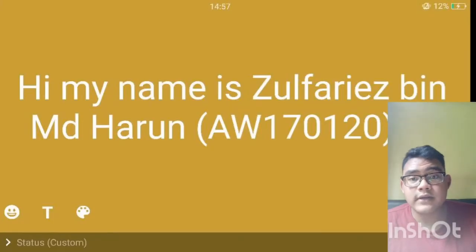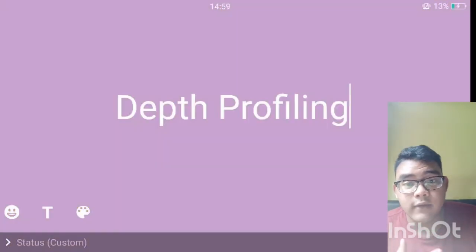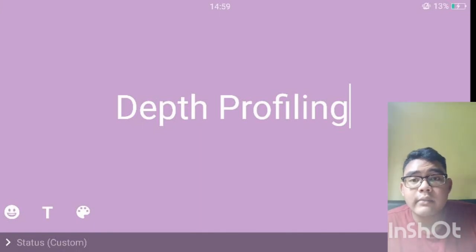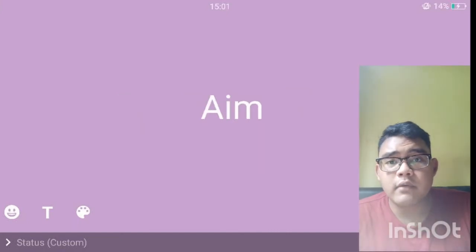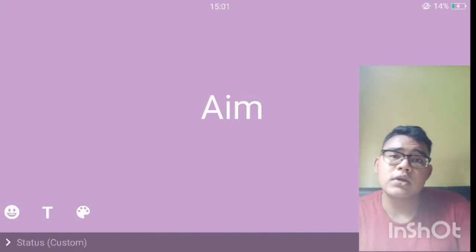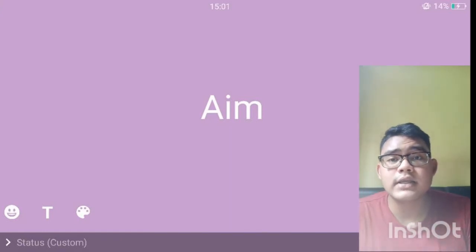Hi, my name is Zulfariez bin Harun. I will talk about depth profiling. So, what is depth profiling? Depth profiling is a process where the elemental or chemical content of a sample is measured as a function of depth. The aim of depth profiling is to obtain information on the variation of composition with depth below the initial surface. Such information is obviously used for the analysis of layered structures such as those produced in the semiconductor industry.